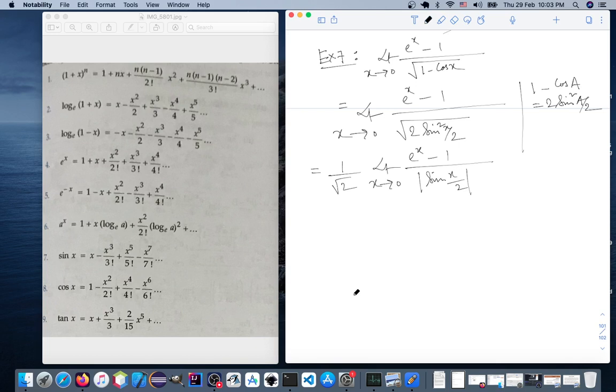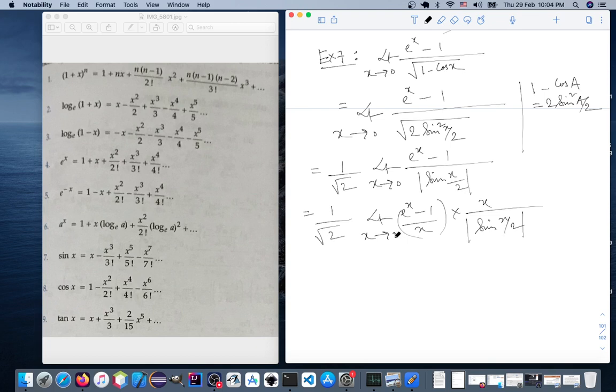Now e to the power x minus 1, we can clearly have x in the denominator, and we can adjust that. We can put the x in the denominator and adjust it in the numerator. This thing is 1 for sure. E to the power x minus 1 by x, the standard result is 1. What about this? We know sine x by x tending to 0 is 1, but we got mod sine.